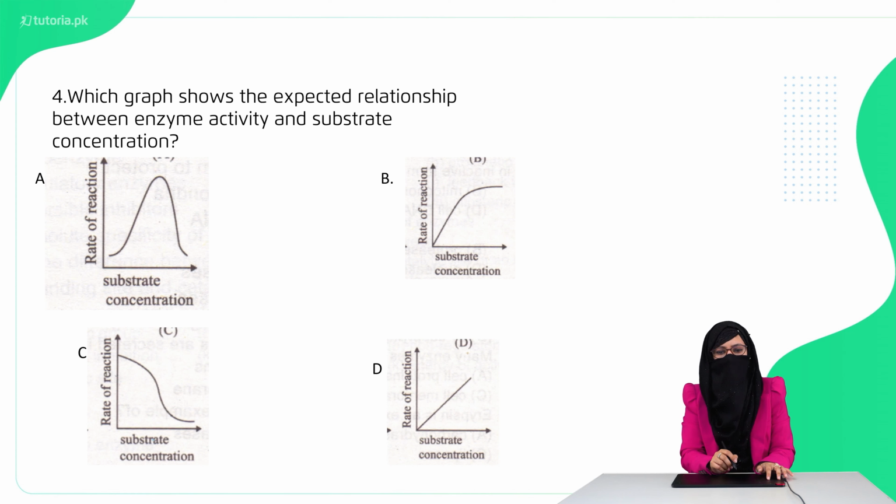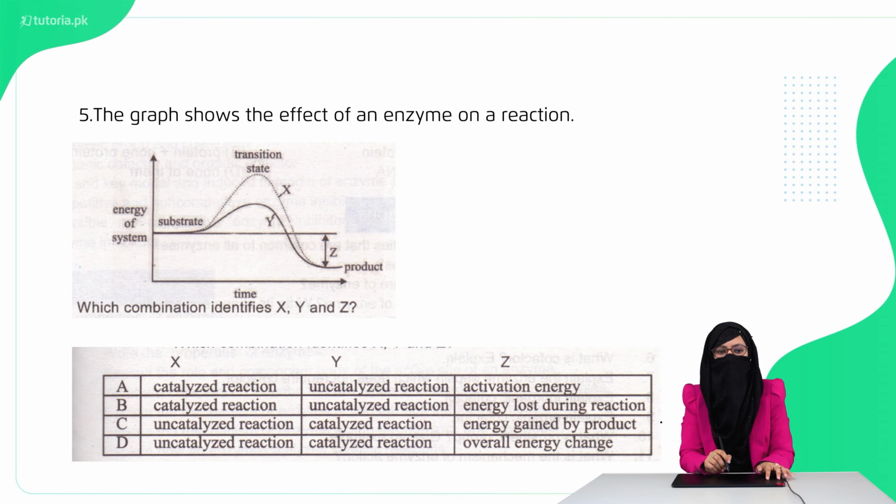Question number 4 है: which graph shows the expected relationship between the enzyme activity and substrate concentration? तो इसके अंदर जो राइट ऑप्शन है वो है ऑप्शन बी, जिसके अंदर रेट ऑफ रिएक्शन जो है वो पहले इंक्रीज हो रहा है एंड देन जो है ये कांस्टेंट हो गया, स्टैटिक हो गया. क्वेश्चन नंबर 5 है: the graph shows the effect of an enzyme on a reaction. तो इसके ऊपर जो इफेक्ट क्या है वो इसका जो राइट ऑप्शन होगा वो होगा ऑप्शन सी.